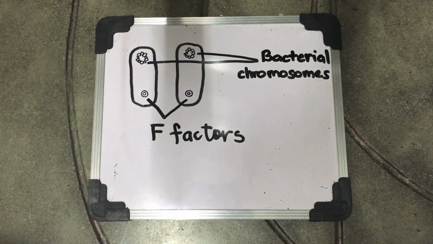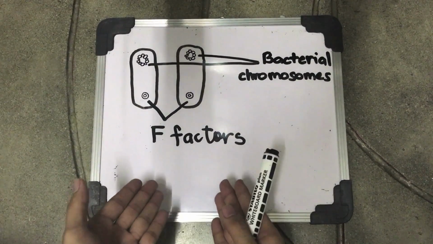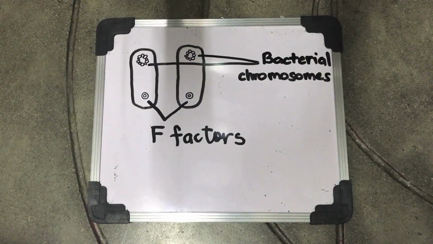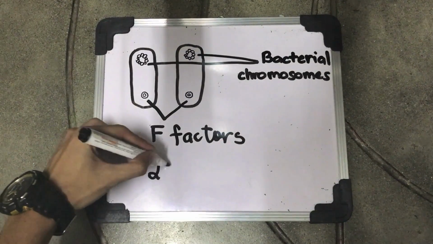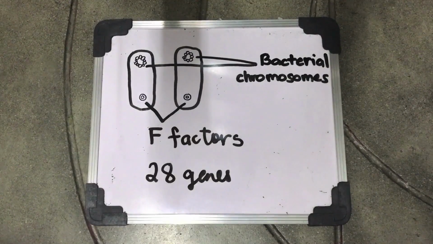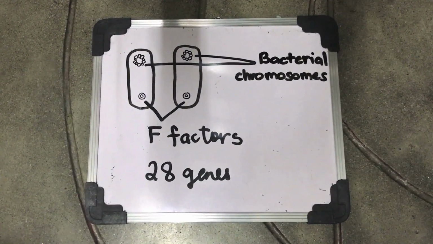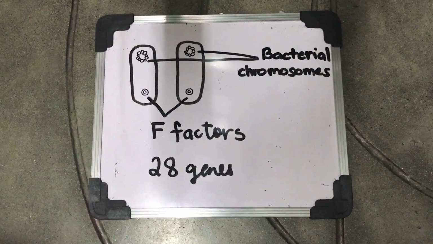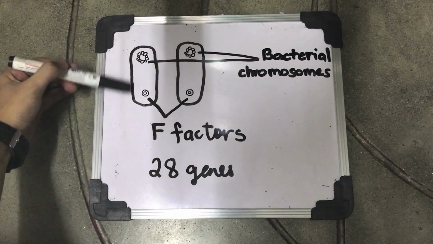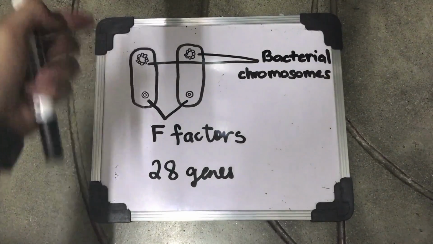Conjugation involves the participation of a very important plasmid called the F factor. The F factor contains 28 genes located in its TRA operon. It's very important to note that the F factor can exist outside the bacterial chromosomes or be integrated into it.